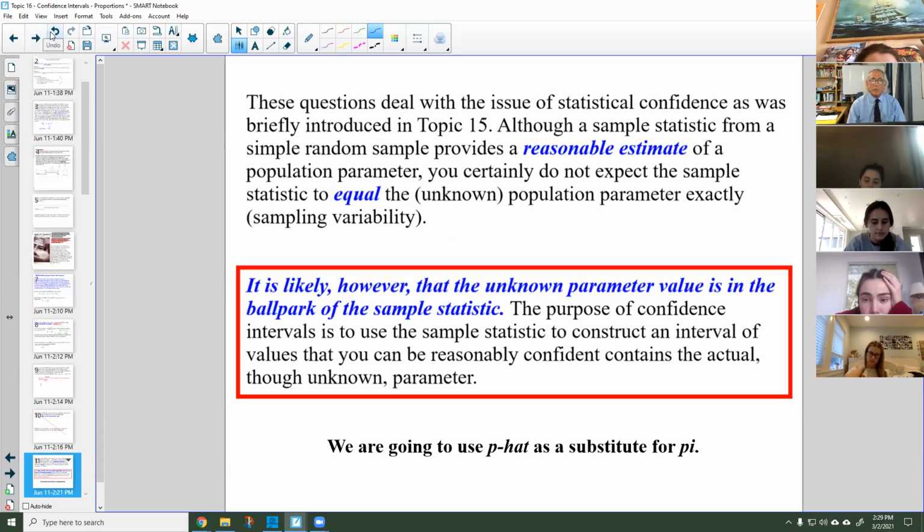Since I don't know what pi is, I am going to use my sample statistic to construct an interval of values that I think contains the actual, though unknown, parameter. Okay, so I'm going to say that again. I'm going to say it, and then maybe we'll do something with it.